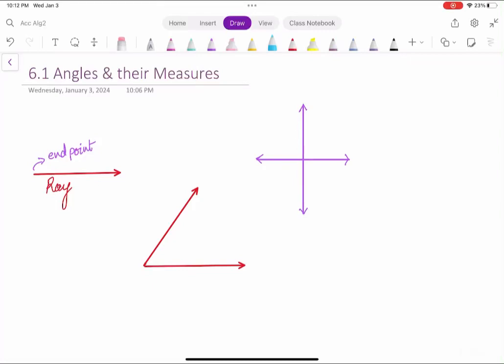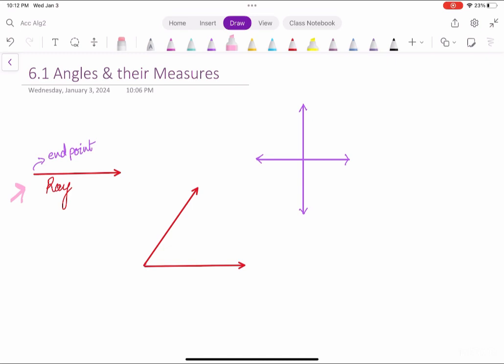Welcome back. Today we will be talking about angles and their measures, and this is the start of the trigonometry unit that we will be doing this semester. So as you know, you have learned in geometry about the ray. A ray has an endpoint and it has a direction.